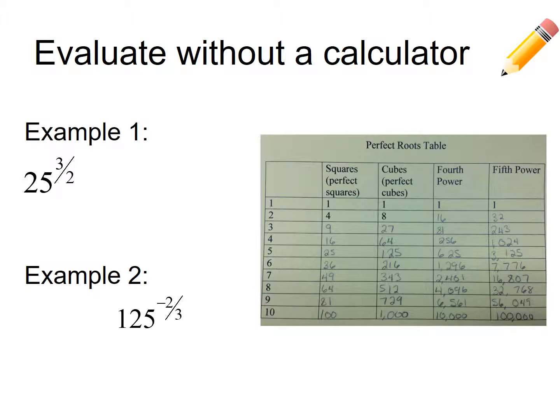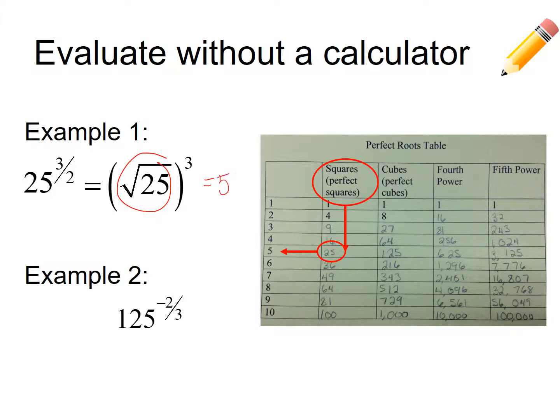Okay, so let's try a couple by evaluating without a calculator. Like if you didn't figure out how to use a calculator, you can also figure out how to do this without a calculator, okay? So in example 1, we have 25 to the 3 halves. And we can rewrite this as the square root of 25 to the third. Well, if we look in our perfect squares list, we know that the square root of 25 is 5. So what we're saying now is that the square root of 25 is 5, and that's all getting raised to the third. So if we go 5 cubed, then we know our answer is going to be 125.